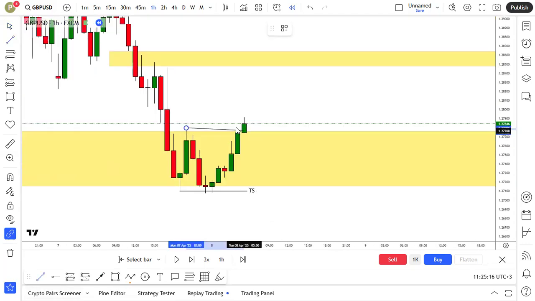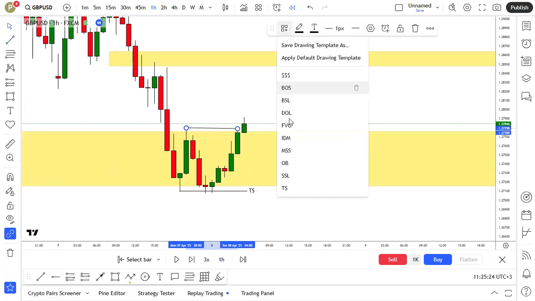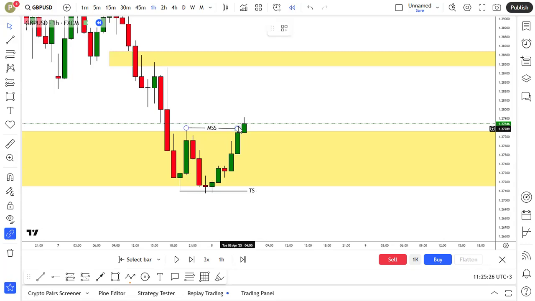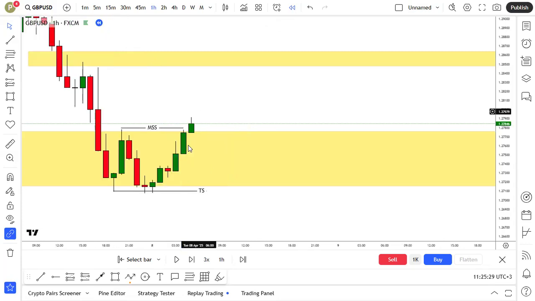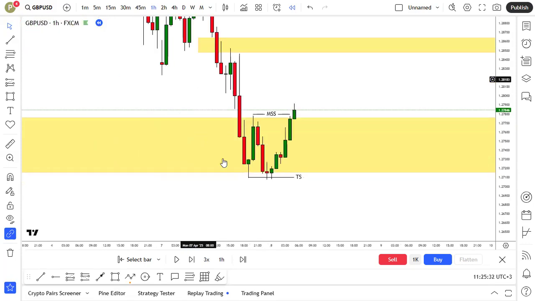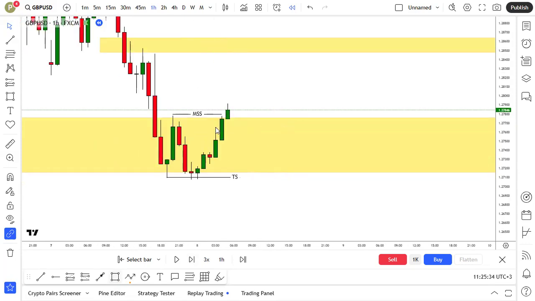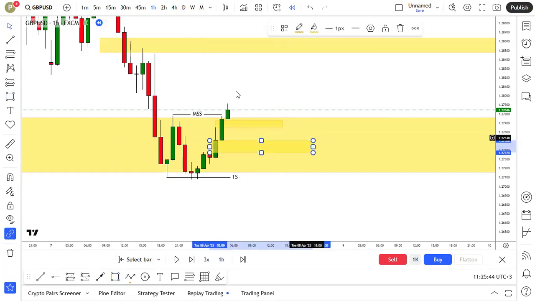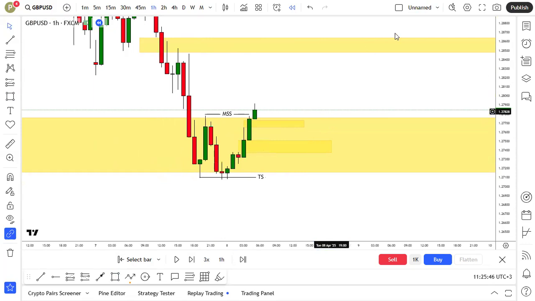Okay. Now we are dealing with market structure. We are coming from liquidity, now we are dealing with market structure. So market structure shift right there. And look closely at what price is creating here. You can see we have this fair value gap, and also we have this fair value gap. So we have two bullish fair value gaps. Okay, so we have two.